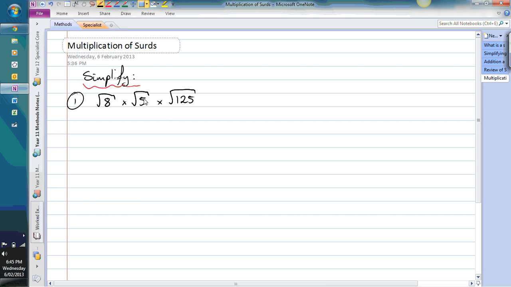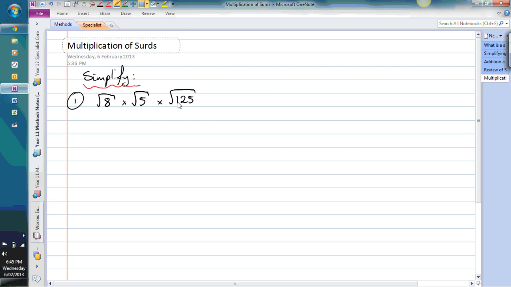If you see this one here, we've got 3 different square root signs. In simplify questions, you have to get down to just having one of them. And to do this, we're going to have to use a combination of our rules, including the various ones on multiplication of surds. So let's have a look at this expression. Square root of 8 times the square root of 5 times the square root of 125.